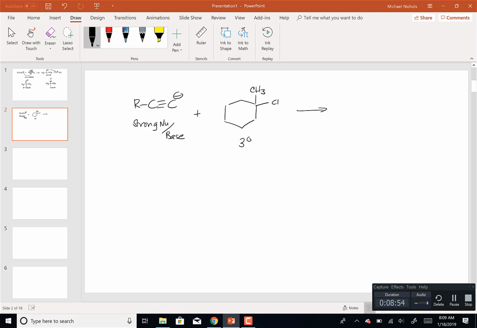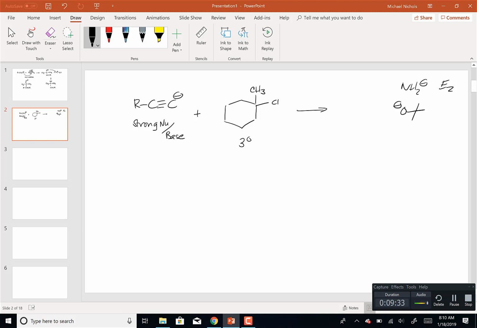So this is the first base that we've had like this. Last semester in my class, we had two strong bases that always did E2: NH2 minus and tertiary butoxide. Small, sterically hindered, those two bases always did nothing but E2. They never did SN2. So this is a new kind of base that can do both.